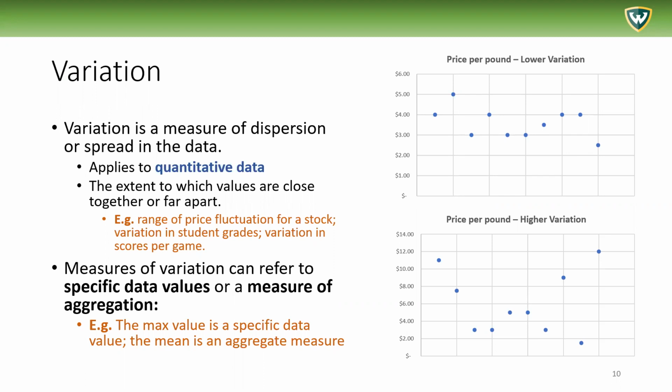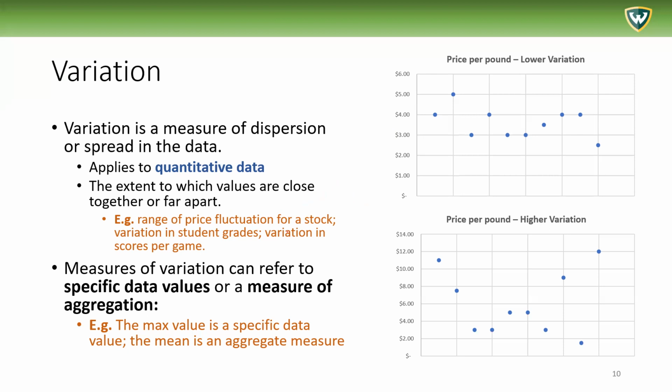The extent to which values are close together or far apart is another way to think about it. So for example, the range of price fluctuation for a stock. Does the stock that you're thinking about go from $80 to $82 in one day and then back to $81 and then to $83? Or does it go from $50 to $100 in one day and to $1,000 and then to $2? So does it have a variation like Bitcoin, or does it have a variation like a more standard stock?